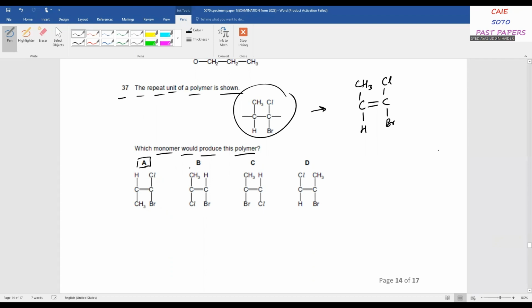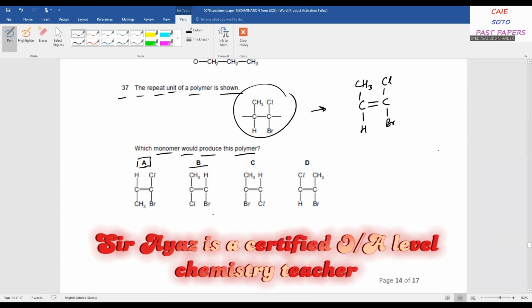Let's check B. In B, you can see both bromine and chlorine are attached to different carbon atoms. So B is the wrong choice. C, again, you have bromine and chlorine attached to different carbon atoms. So again, it's wrong. And D, again, you are having same situation. Both bromine and chlorine are attached to different carbon atoms. So we are left with only A. A will be the right answer for this question.